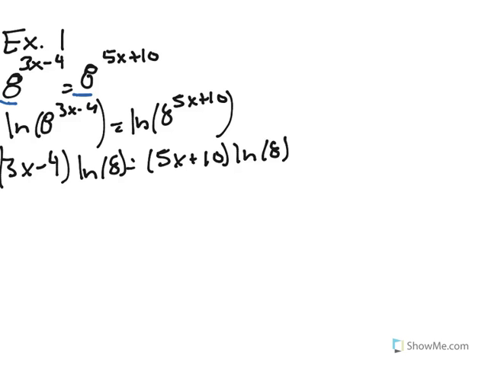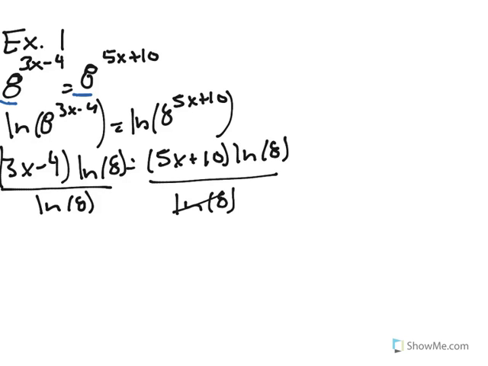So now if I wanted to get this exponent alone, I'm going to divide by the natural log of 8 on both sides. And when I do that, this cancels with that, and that cancels with that. Then you're just left with your exponent. So instead of having to do all that work, you can just set them equal to each other in the very beginning. So let's start to solve this.